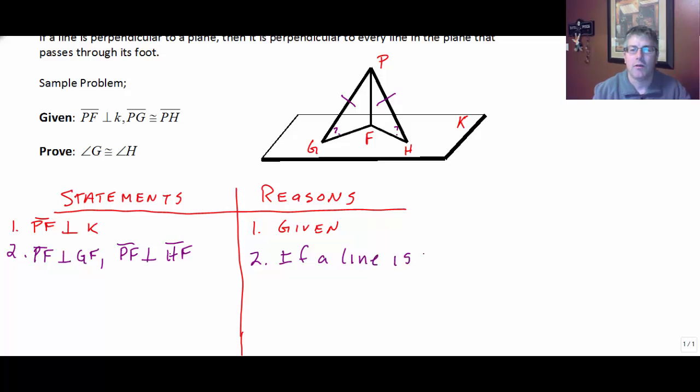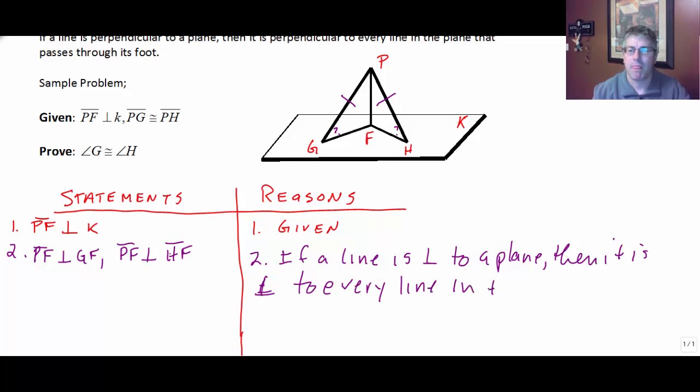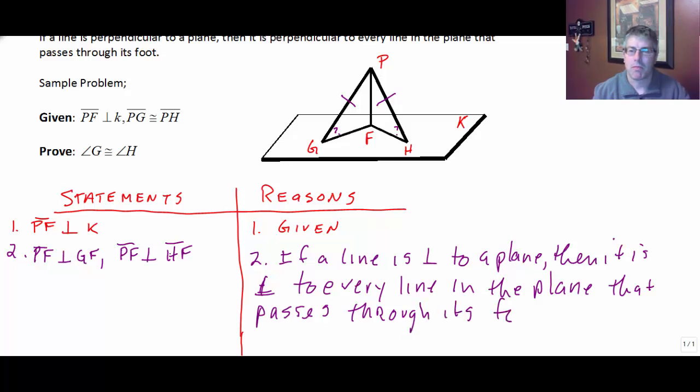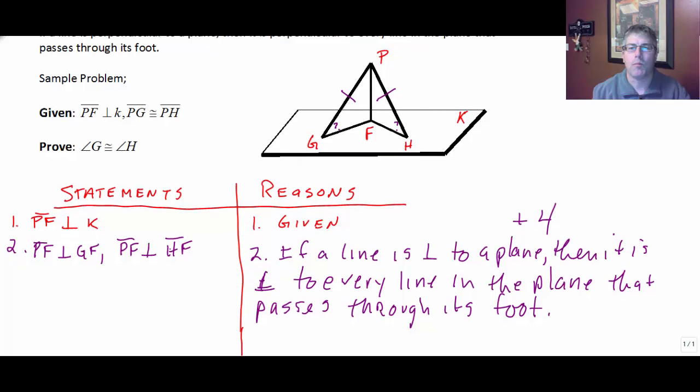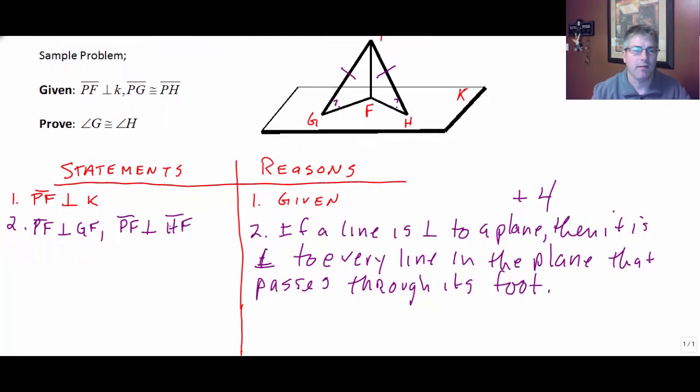So now we have our new long reason. If a line is perpendicular to a plane, then it is perpendicular to every line in the plane that passes through its foot. Our new reason in a proof on a quiz or a test will probably be worth about 4 points. So make sure you commit that to memory.